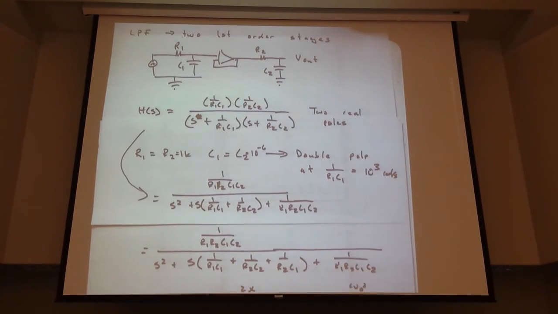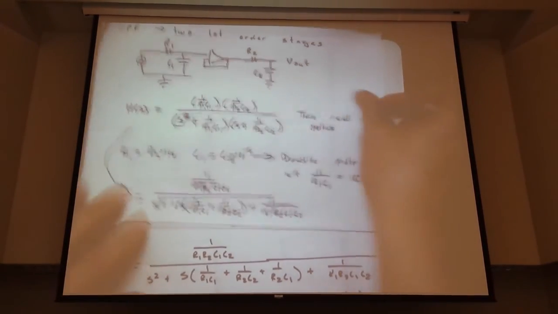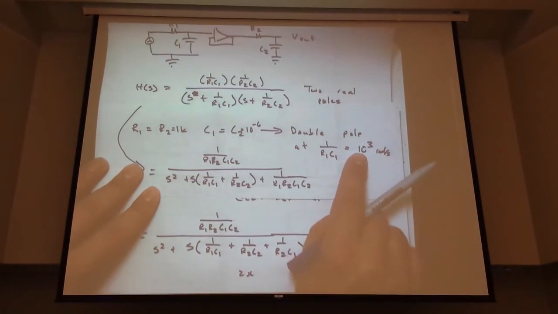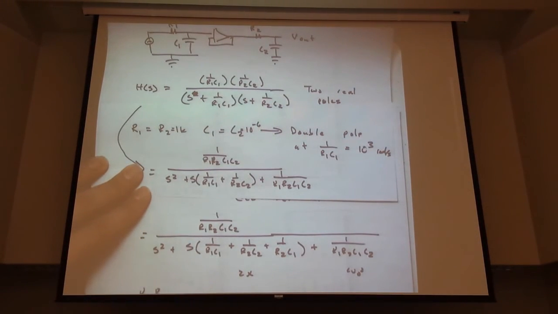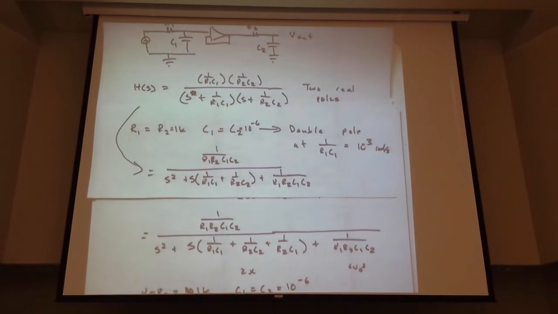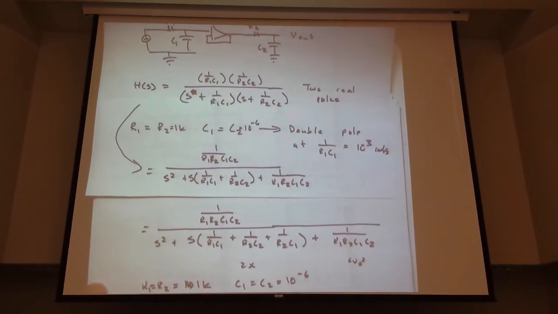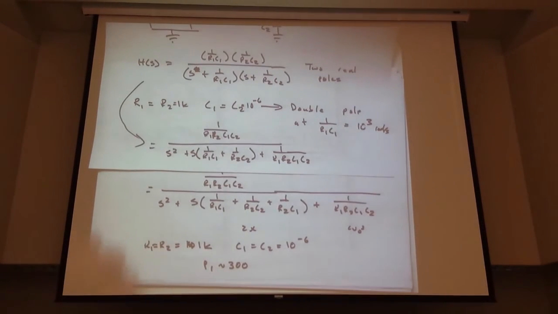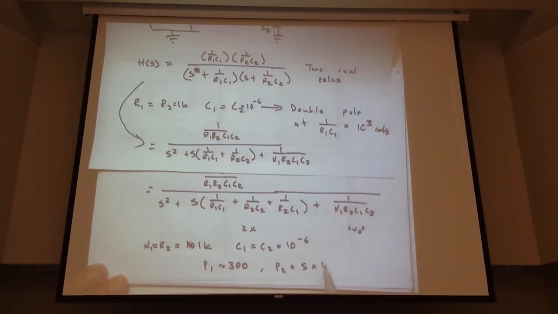Well, if we go back to this example up here, this is a double pole at 10 to the 3. For the same example, R1 equals R2 equals 1K, and C1 equals C2 equals 10 to the minus 6. In this case, what do we wind up having? Well, there's pole 1 at around 300, and I don't remember where pole 2 was, somewhere around 4 or 5 times 10 to the 3.